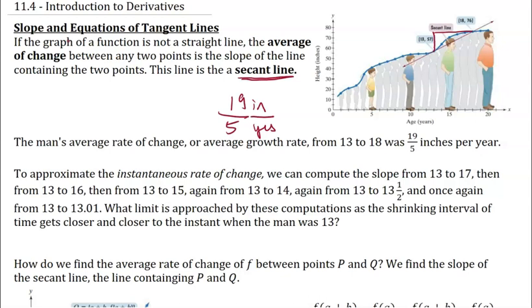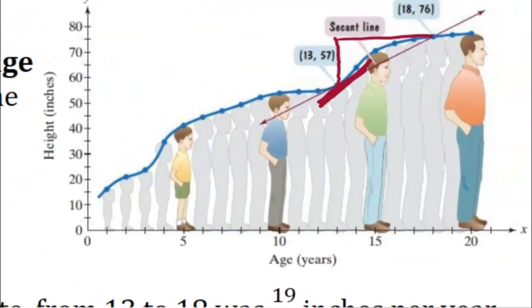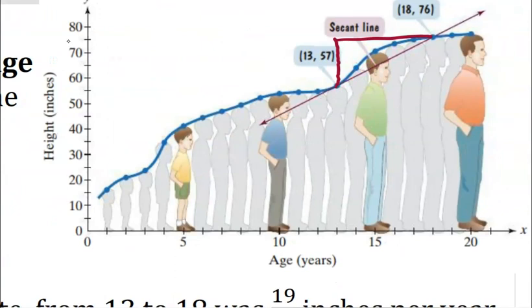Okay, now let's say that we want to look at the instantaneous rate of change. Like we want to know how fast is the man growing at exactly, let's say 13 years. Okay, so if we're talking about at exactly 13 years, we would be talking about the slope of the tangent line, which I'm going to draw right here. Is actually, it's pretty close to that secant line. Let's zoom in here. Draw that again.